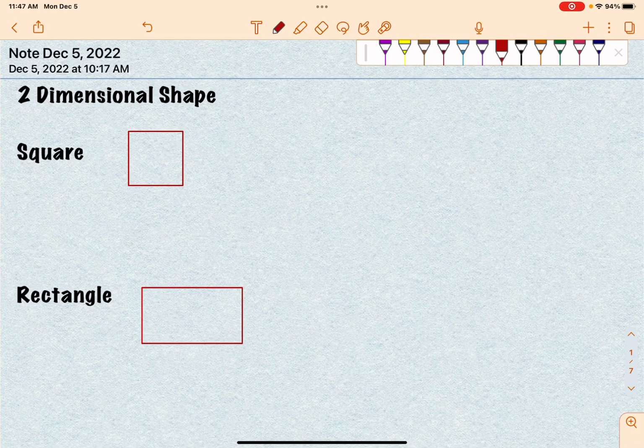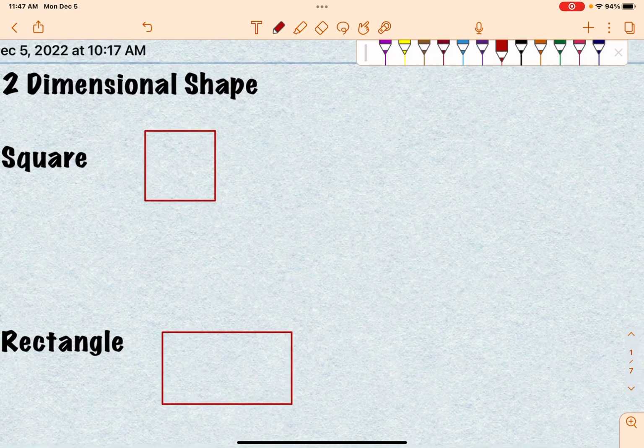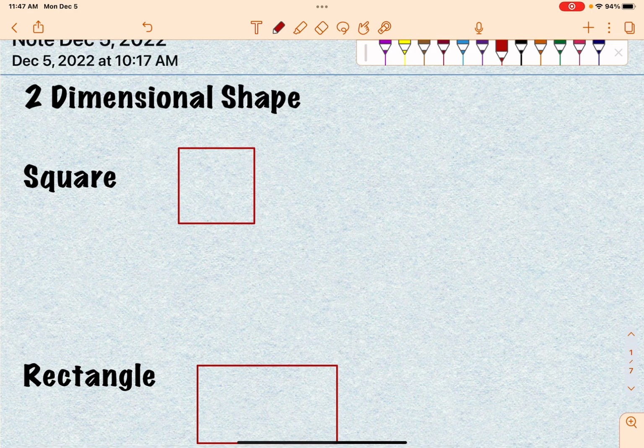Hi guys, today we're going to deal a little bit with two-dimensional shapes and a little bit of their properties. So I'm going to go through some of the basic ones that you're going to see in this section and talk about things that are important about them. So the first two-dimensional shape we're going to talk about is a square.